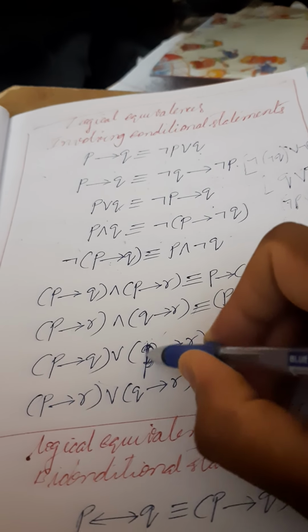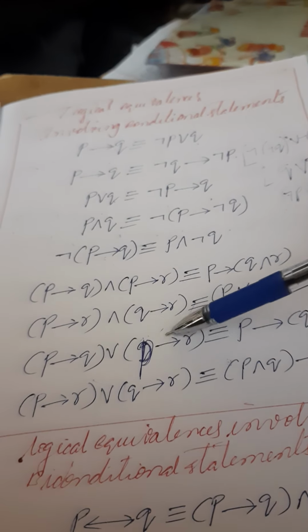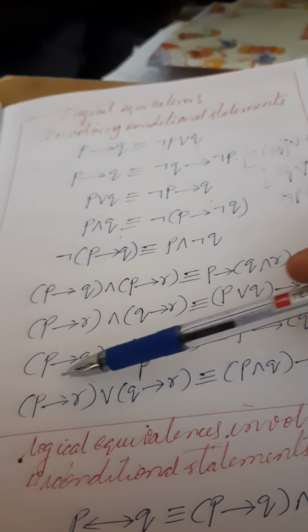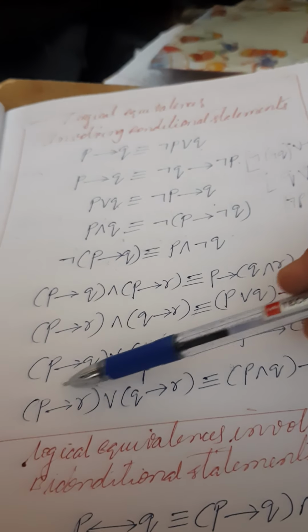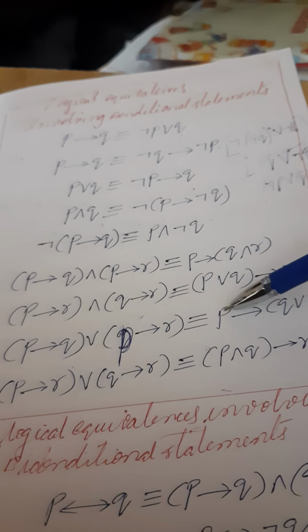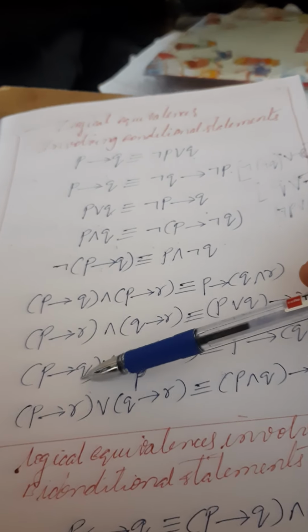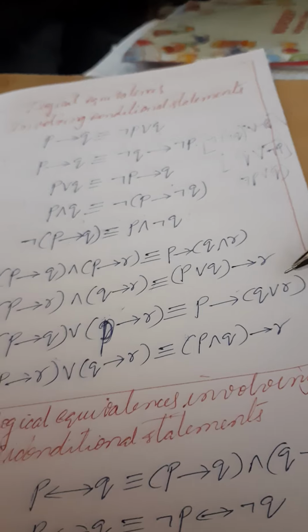Okay, now we can easily compare this and this. Here the first symbol is the same, P here and P here. P implies, that's why I write P implies. Next, Q, R, Q disjunction R, easy, right?